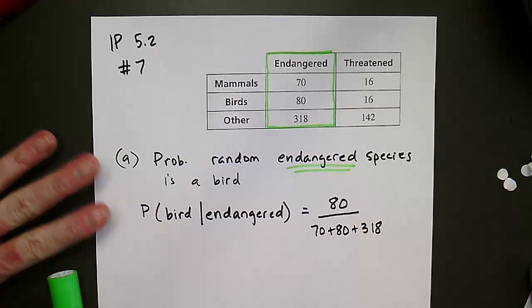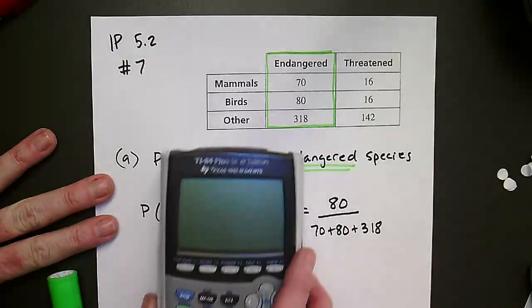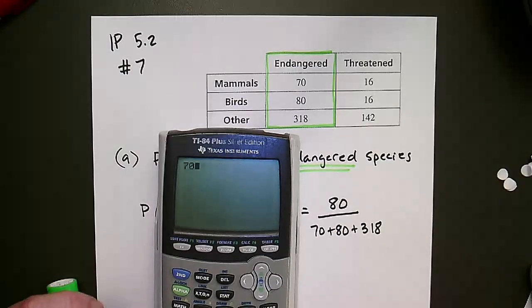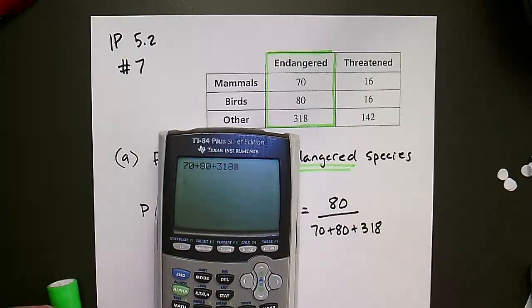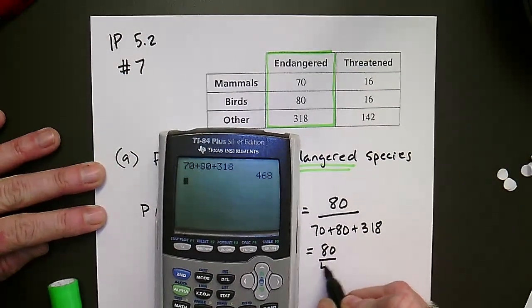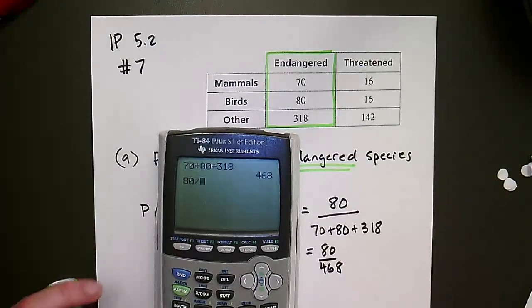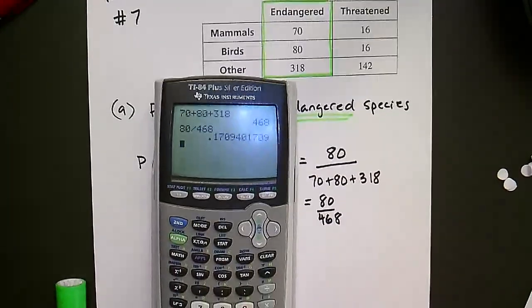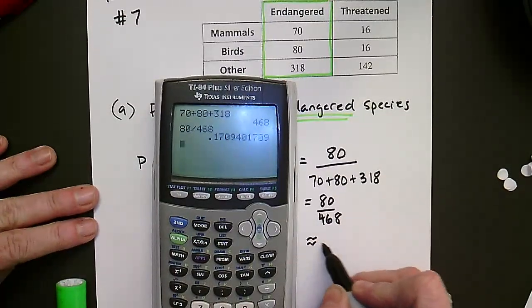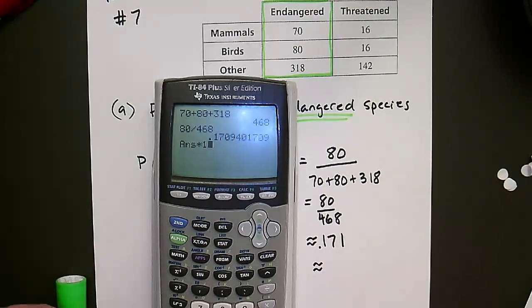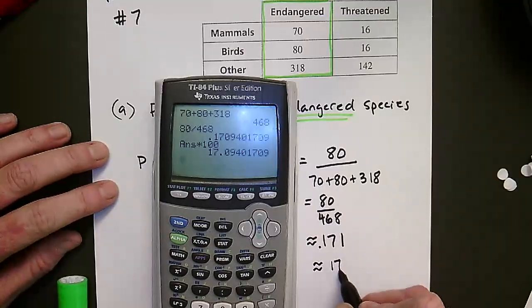Now, you can type this right into the calculator, but be really careful. You need to make sure that you add up all of these numbers either first or put them in parentheses. So I either need to do 70 plus 80 plus 318 and get that I have 468. So here, I'll write that down. 80 over 468. It would be 80 divided by 468. And it's roughly 17%. I'll jot that down. So that is roughly 17.1, so 0.171. That way when I multiply this by 100, I get about 17.1%.